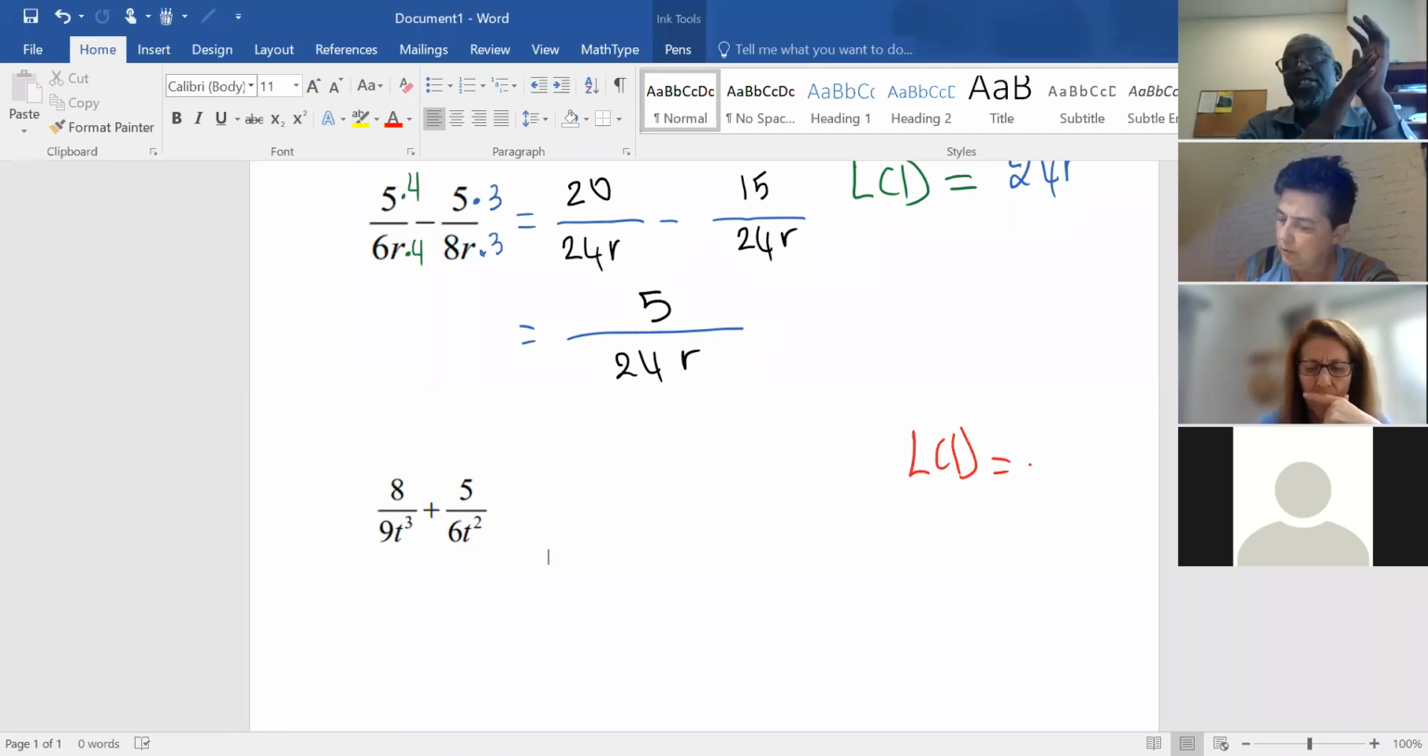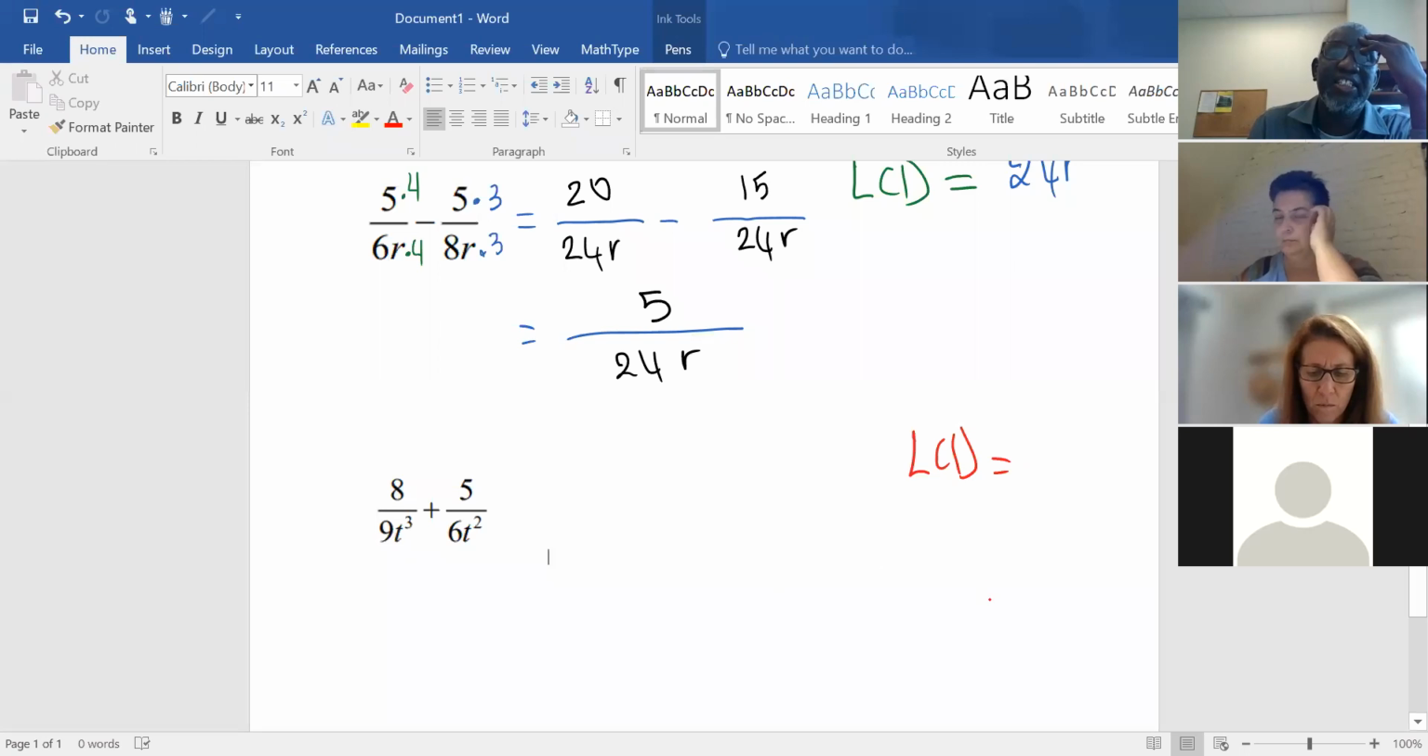All right, so how much is the LCD, you think? Is it 18t to the third power? Thank you. That is absolutely correct. You see, 9 and 6, 18 is the very first number. That is a multiple of both, right? And then we said for the variable t, we take the one with the highest exponent, right? 18t to the third. All right.